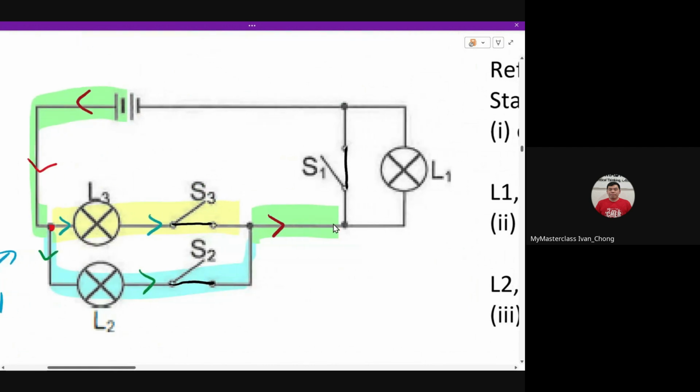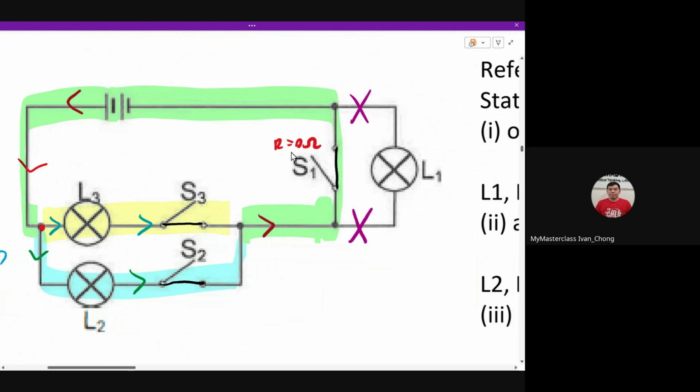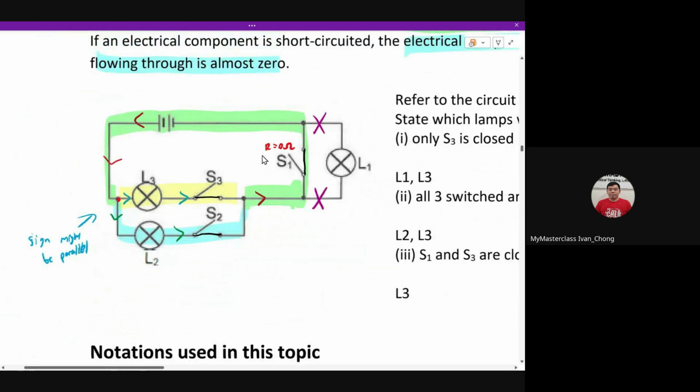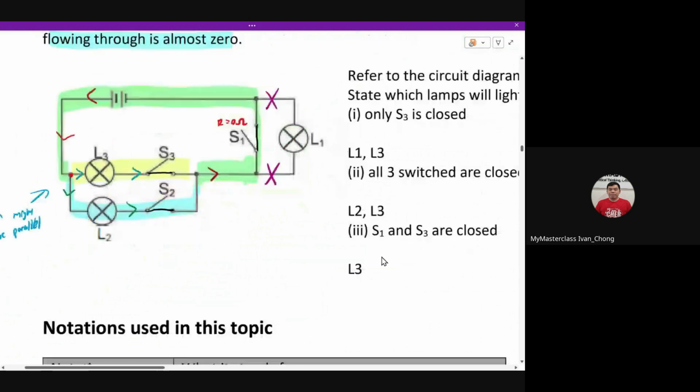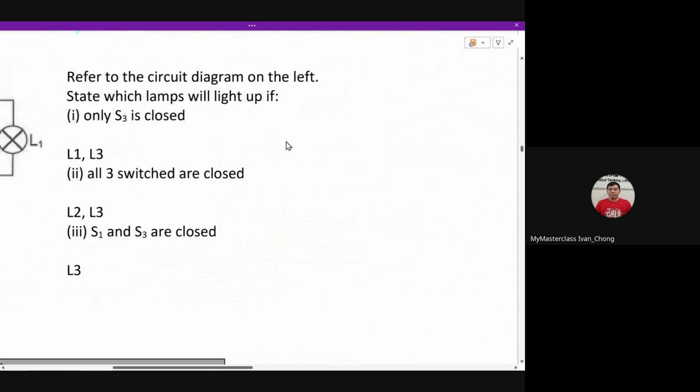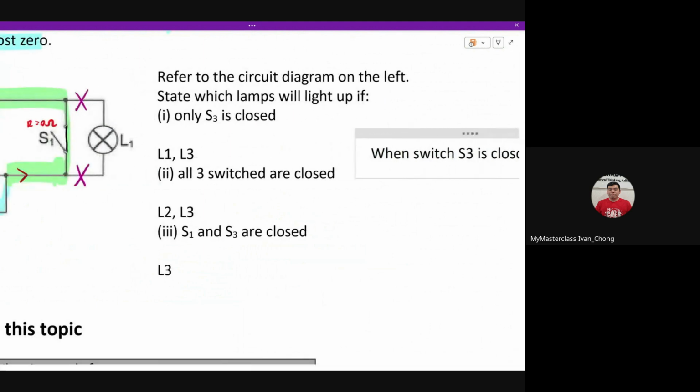Now, if your switch here is closed, the problem is this guy. Resistance is 0 ohms. So what happens is that all of the current here will only flow through here. There is actually no current flowing through your light bulb. So what happens here is when you have a path of 0 ohms, no current will actually flow through the bulb. So what we can say is when switch S3 is closed, wait, is that S3? No, S1.